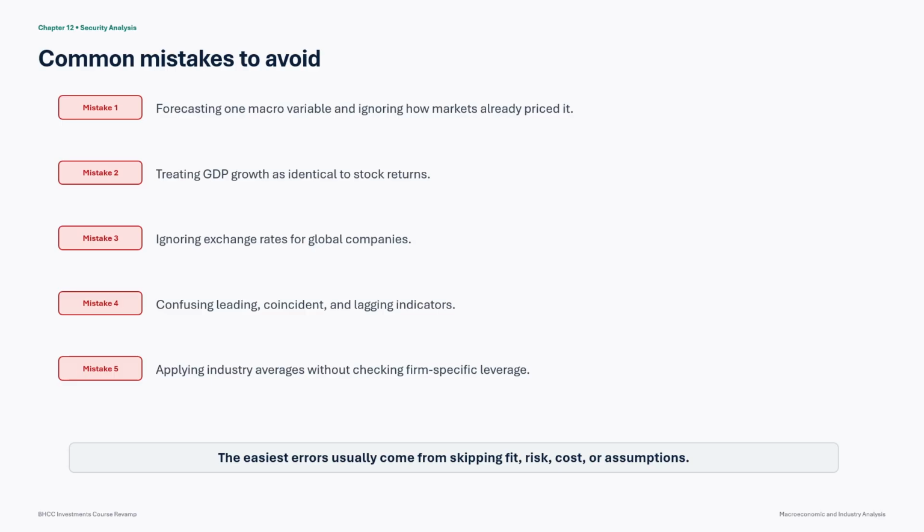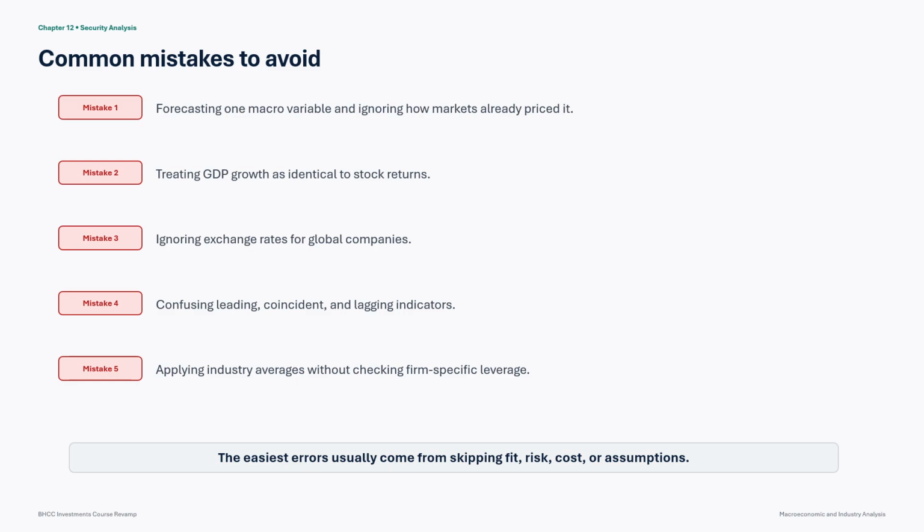Mistake 2 is treating GDP growth as identical to stock returns. GDP measures economic production. A stock index reflects the present value of future corporate profits for the companies included in that index. The sector mix, profit share, global exposure, valuation, and discount rate all matter. The fastest growing economy does not automatically have the best performing stock market. If it did, international allocation would be a very short spreadsheet.